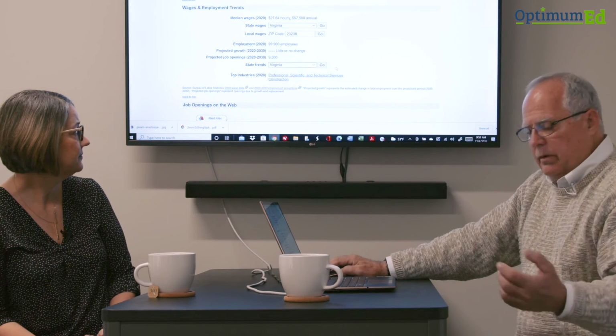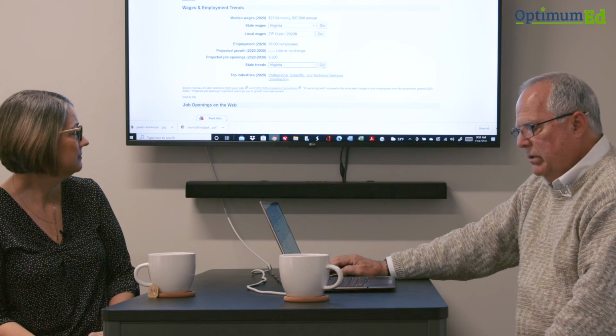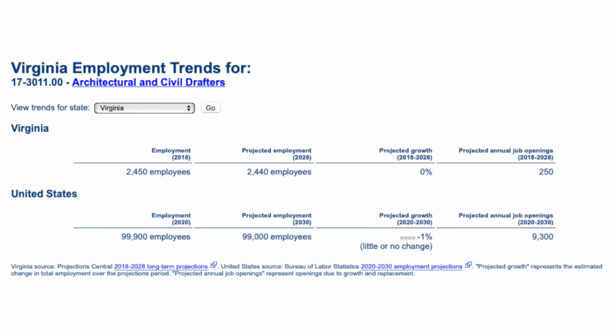And the other important part, obviously, is it growing, declining? So we can compare that, again, Virginia, United States. It's not growing here in Virginia. It's declining by 1% in the United States. And there's only 250 job openings each year in Virginia.